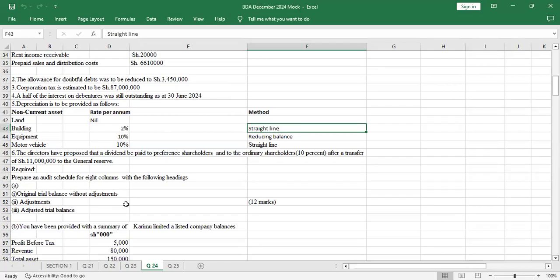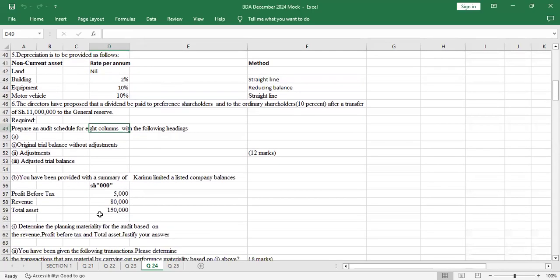Required, prepare an audit schedule for eight columns with the following heading. So this was a mistake. It was supposed to prepare an audit schedule for 6 columns with the following heading. So we have the original trial balance without adjustments, then adjustments, then the adjusted trial balance.